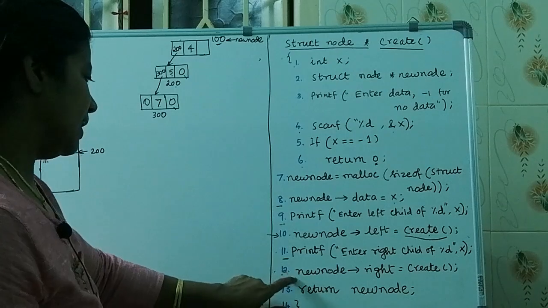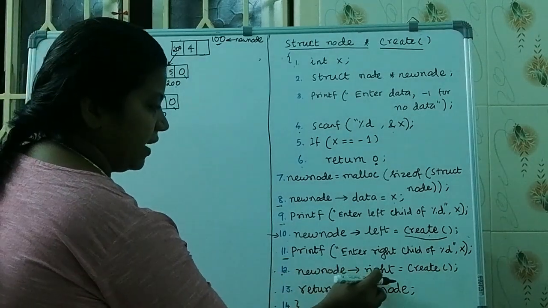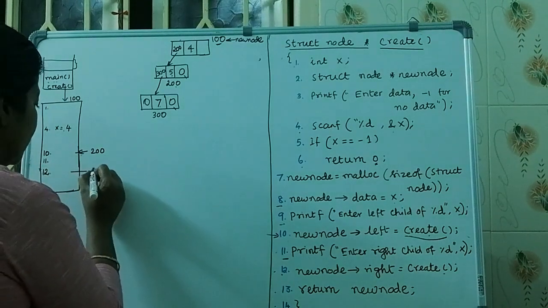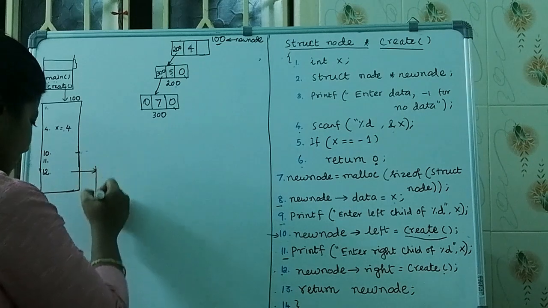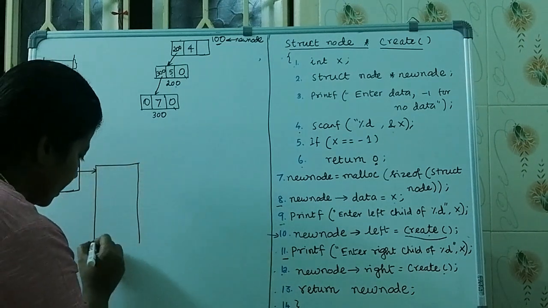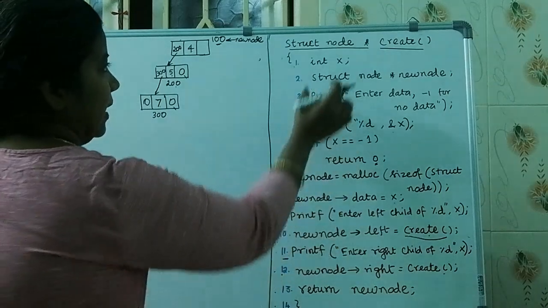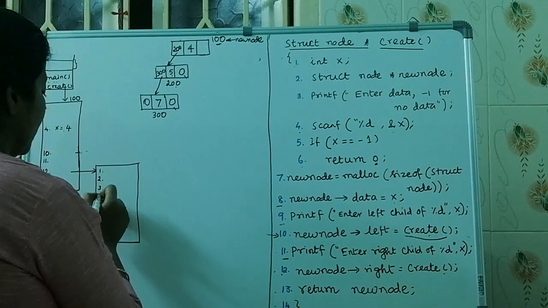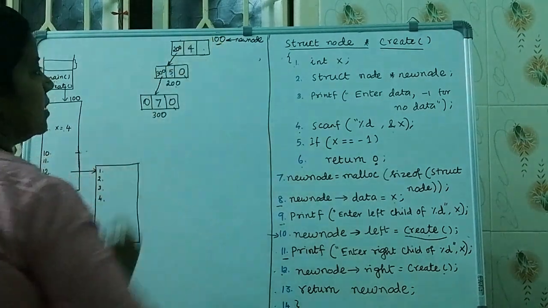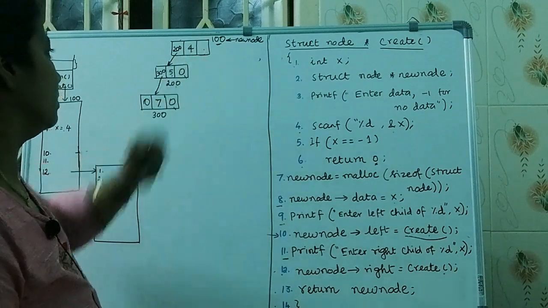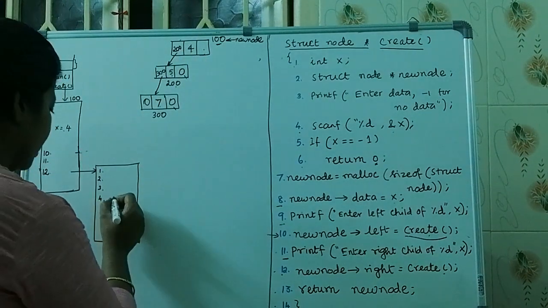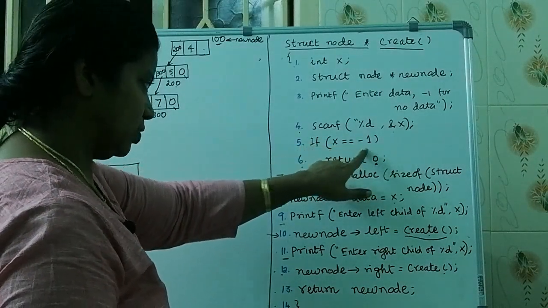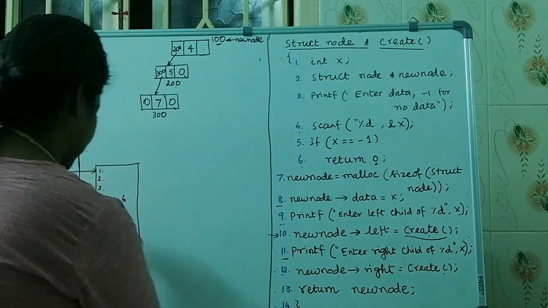Then line number 12, new node of right equal to create. Again create gets called from line number 12, and it will create a new stack frame. Now line number 1 gets executed, 2, 3, and then 4. Now if I want to insert a right child for the node 4, I'll give the value, let's say x equal to 6. Fine. Now x is not equal to -1, so it will not return, and it comes to line number 7.